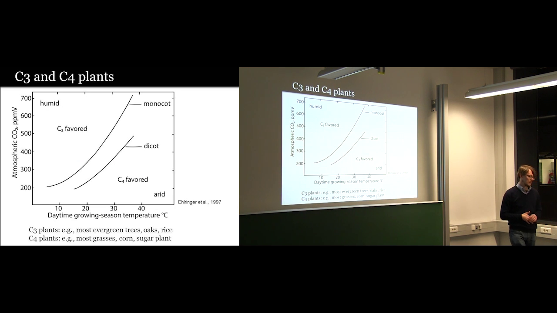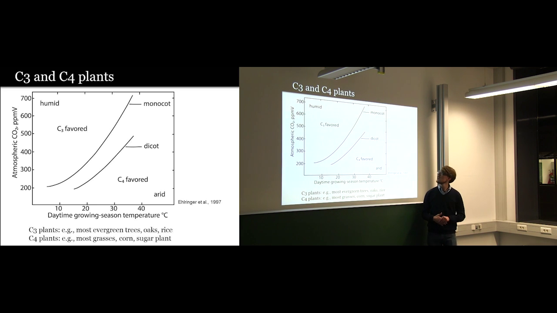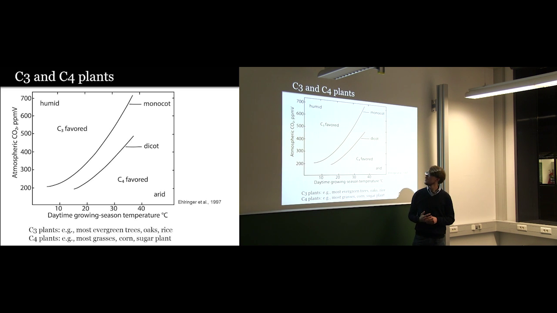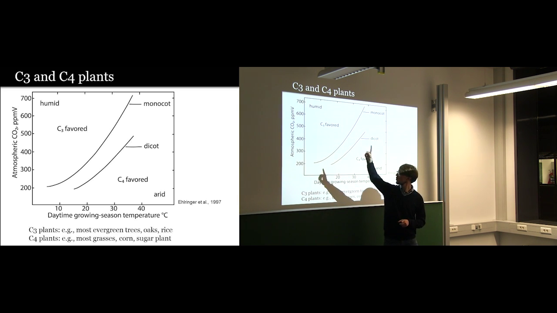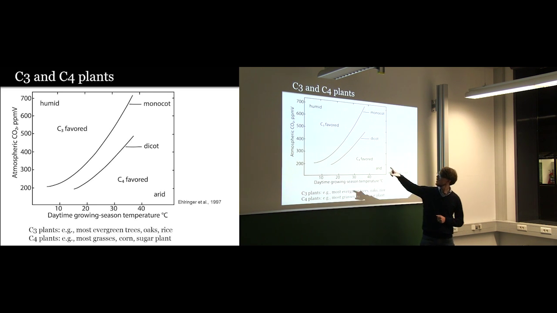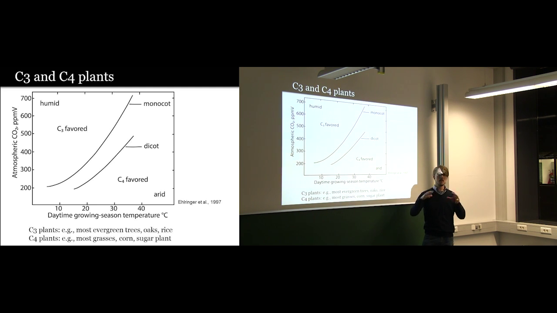And this is a plot just to show you the concept of C3 and C4 plants. In general, C3 and C4 plants are controlled by the atmospheric CO2 concentration. On the x-axis you have daytime growing temperatures, and on the y-axis you have the atmospheric CO2 level. You can see that when you cross a certain CO2 level or a certain temperature level, you cross into a C4 vegetation type, which means how the plants are fixating carbon.